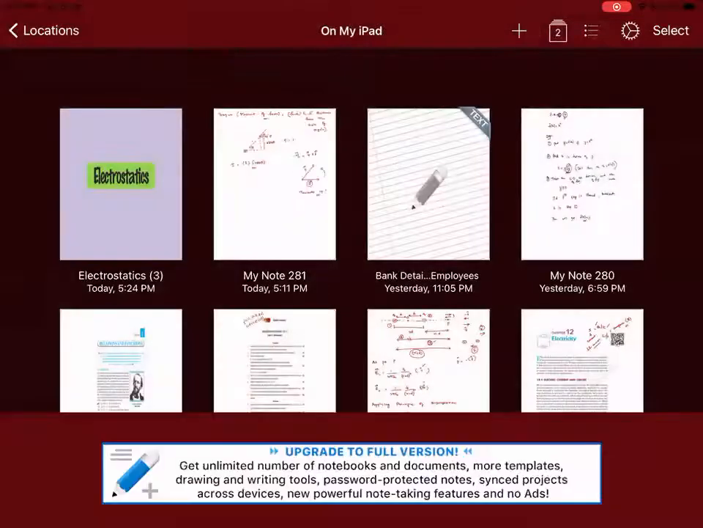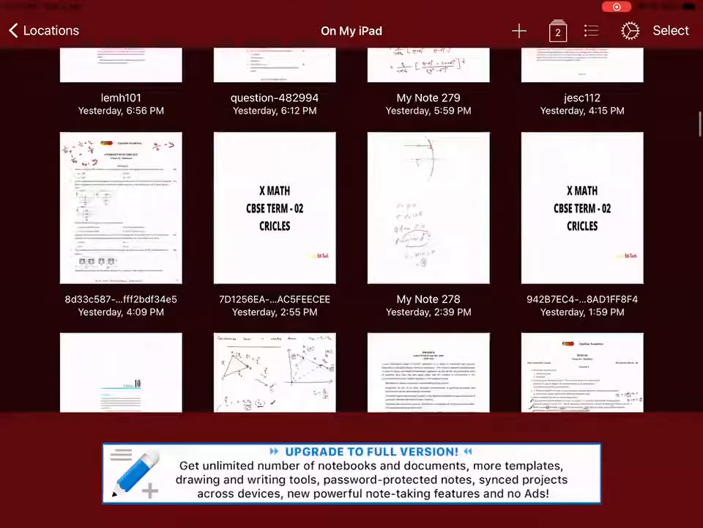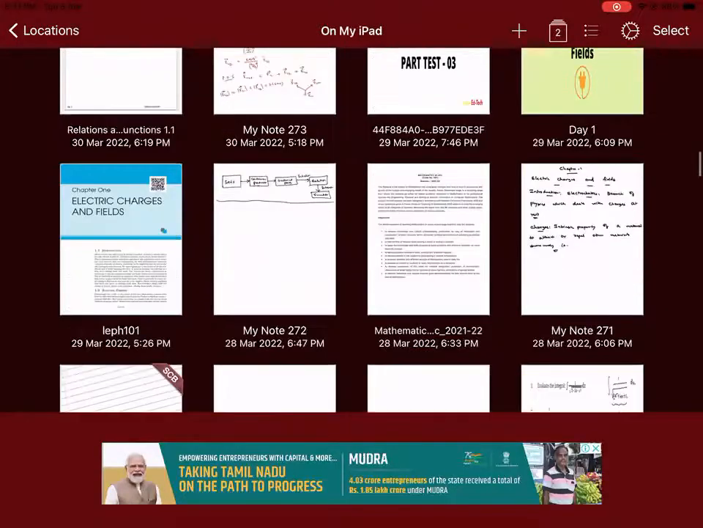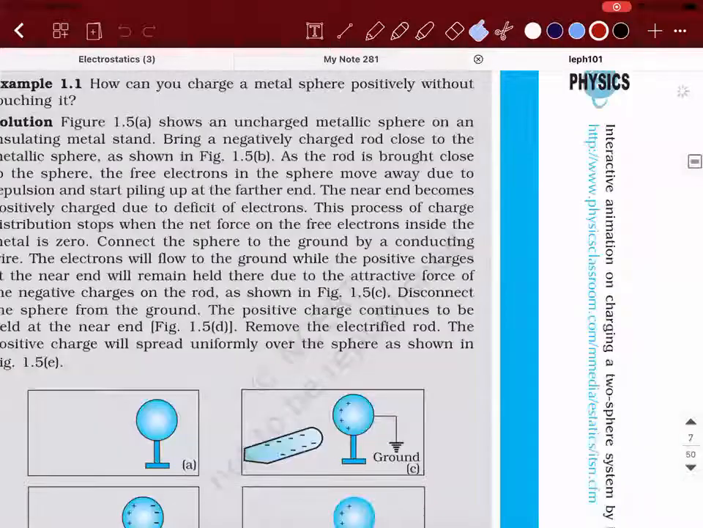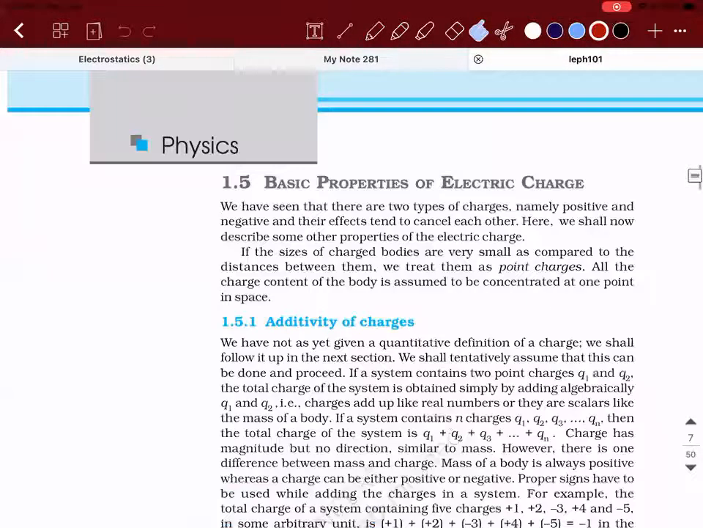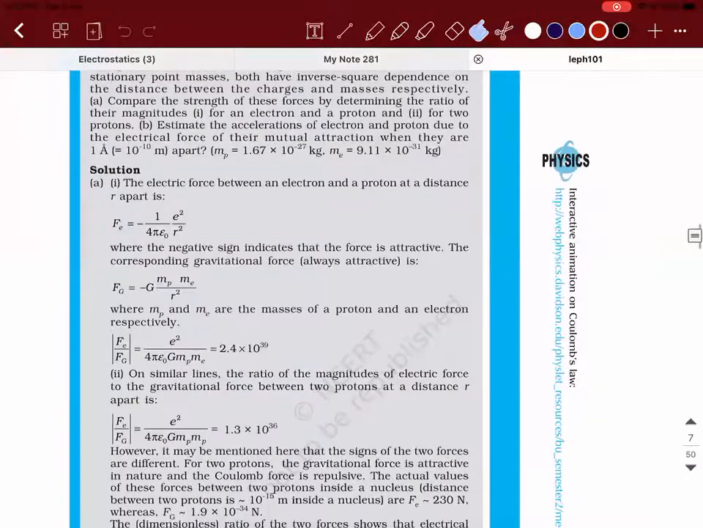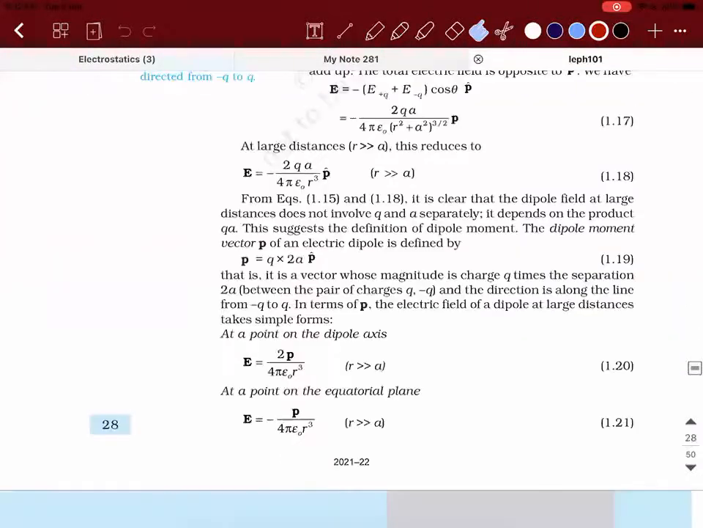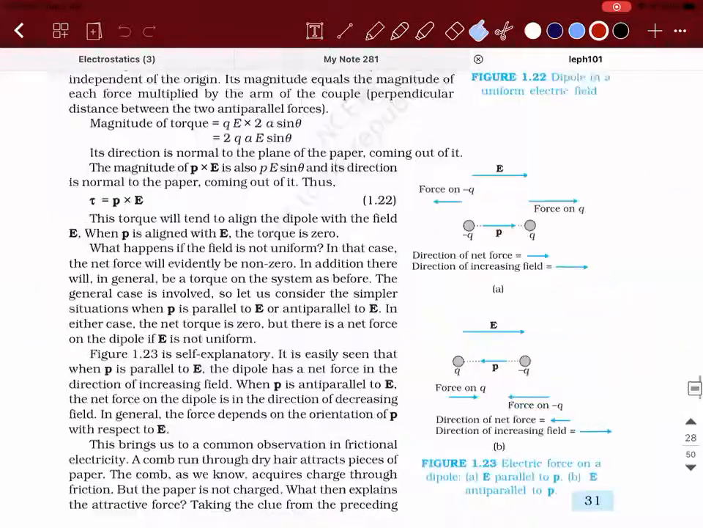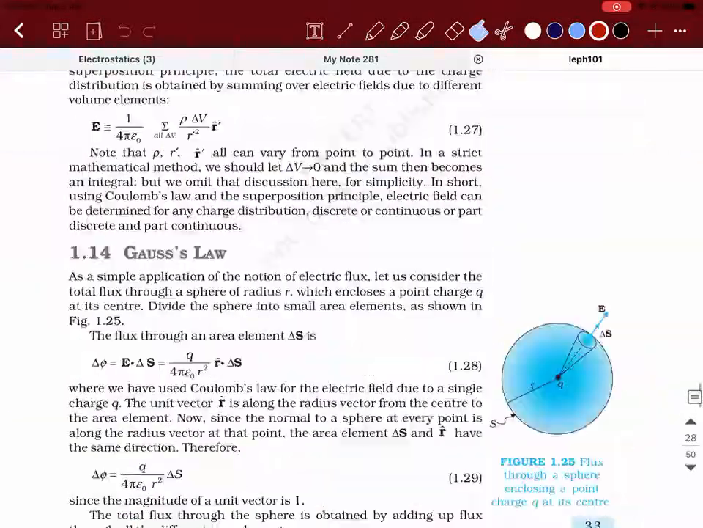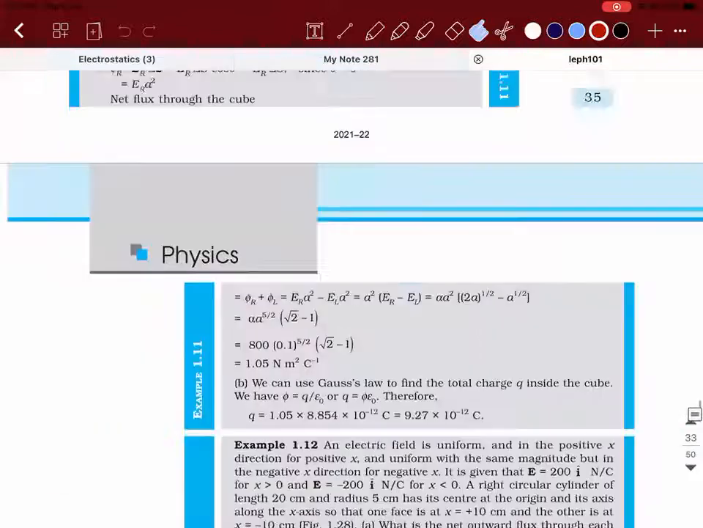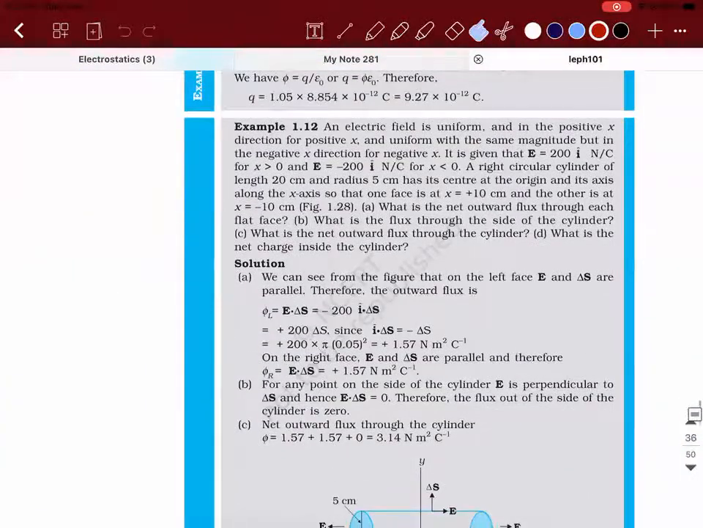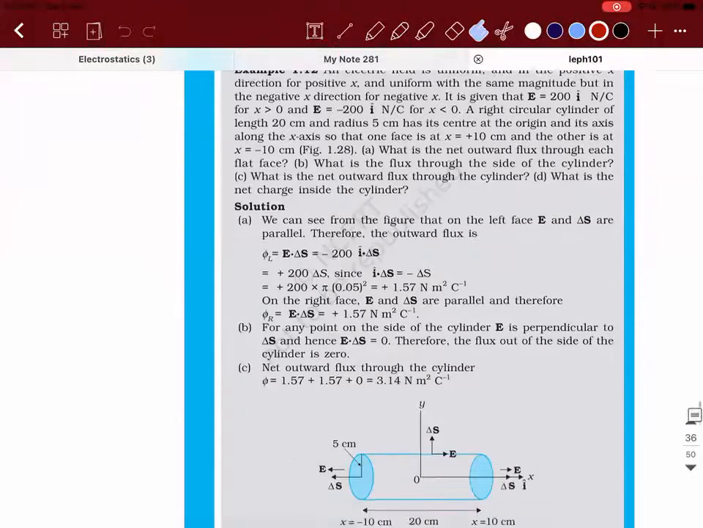So let me see if there is a problem based on this one. There are some important problems. Let's try to solve them. Now, let's try to solve 1.12 first, then we'll go to 1.11. Think about it, okay?